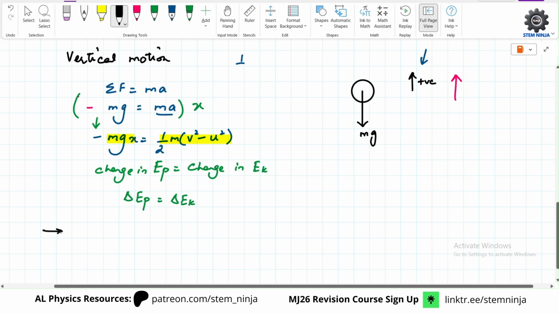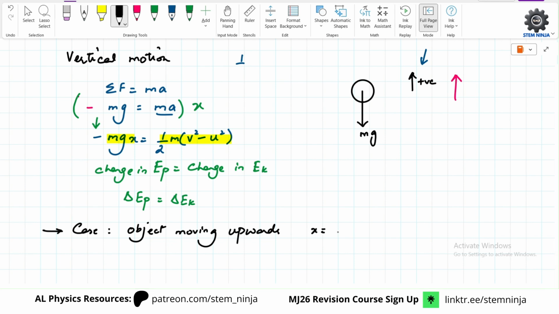So for example, the case is the object moving upwards. That means x is positive. The displacement is positive, basically.